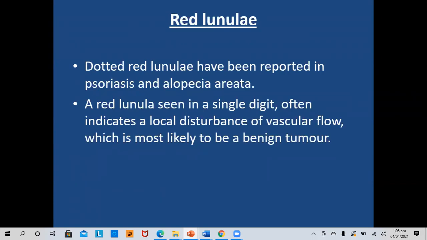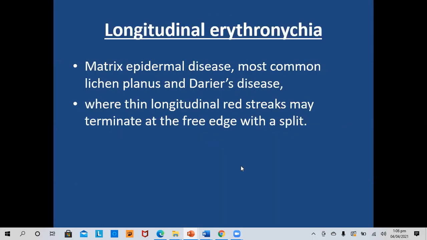Red lunula. Dotted red lunula has been reported in psoriasis and alopecia areata. If it is present in a single digit, then it indicates a local disturbance of vascular flow, mainly because of a benign tumor.